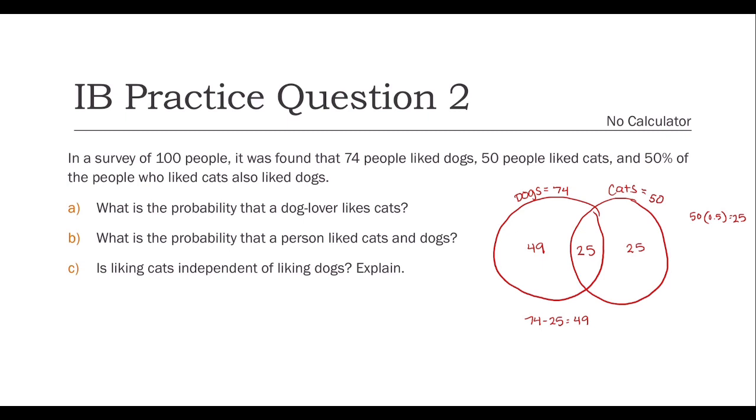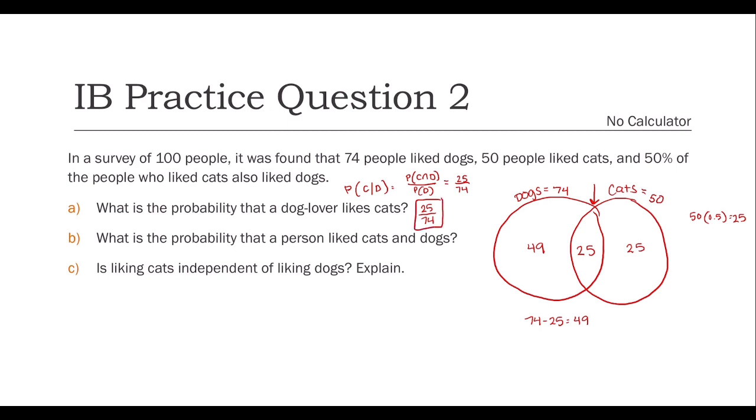So part A says, what's the probability a dog lover likes cats? So this is the probability that someone likes cats given that they like dogs. So that's equal to the probability of cats and dogs over the probability of dogs. The probability of cats and dogs is this middle section, so 25, over the probability of dogs, which is the total for dogs, so 25 over 74. That's your answer to that one.